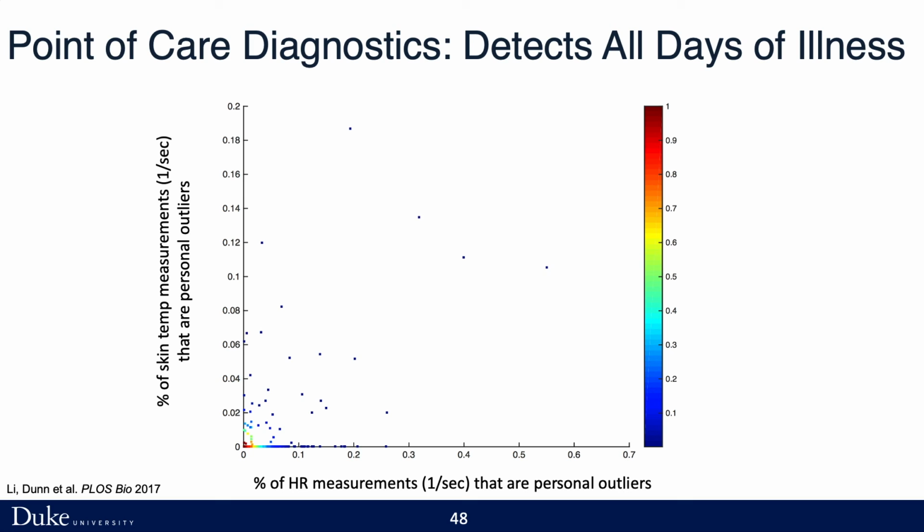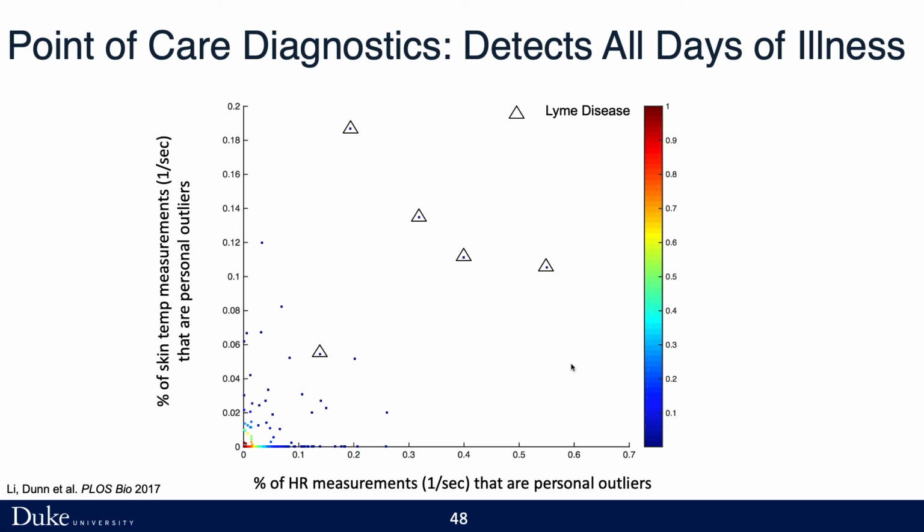people were coming into the clinic for both healthy visits and sick visits. So they were coming in a minimum of 4 times per year to give samples for what would be considered healthy visits, and then they would also come in more often when they were feeling sick. And so plotting here the proportion of skin temperature measurements that are personal outliers, based on the number of standard deviations from the mean, and then the percent of heart rate measurements that are personal outliers, we can see that there are some days here that are most abnormal for this person.